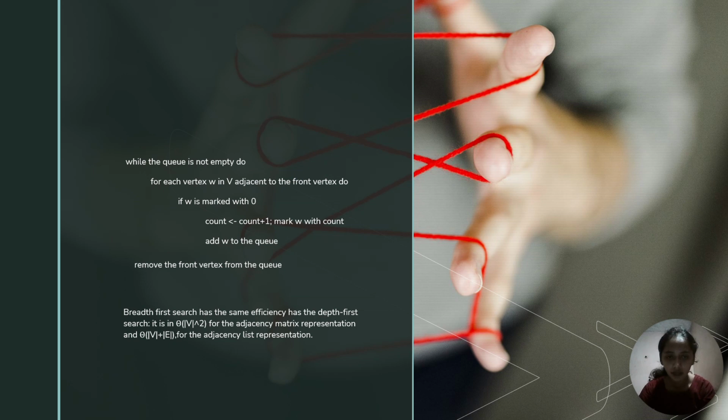Breadth first search has the same efficiency as depth first search. It is Theta(V squared) for the adjacency matrix representation, and Theta(V + E) for the adjacency list representation.